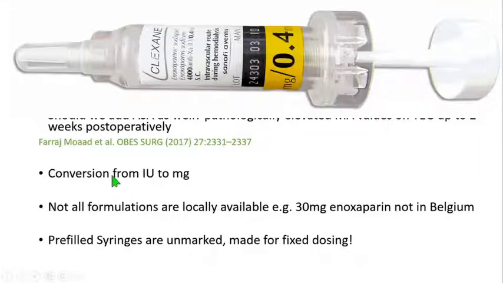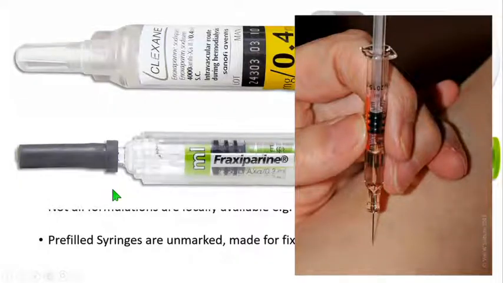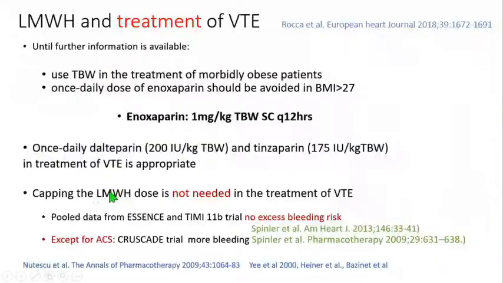For instance, did you notice that many of these pre-filled syringes don't have any marks on them? So if you want to administer, for instance, 35 milligrams of enoxaparin, it becomes very difficult. When it's concerning treatment of thromboembolism with low molecular weight heparin, until further notice, we should use total body weight, avoid once daily, use 1 milligram per kilogram total body weight every 12 hours. Capping is not necessary, except, for instance, for patients who have acute coronary syndrome. It is advised to cap the dose of the low molecular weight heparins.